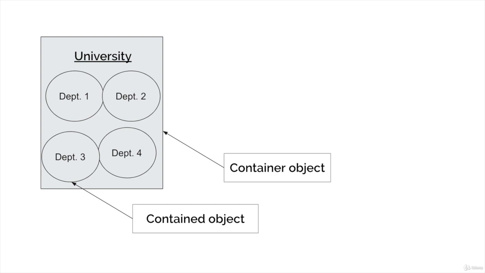So university and department are very strongly associated. You can say that without the university, the department cannot exist. And this type of strong association is known as composition. To define composition: when there is a possibility that a contained object could not exist without the existence of the container object, that particular relationship or association is known as composition.